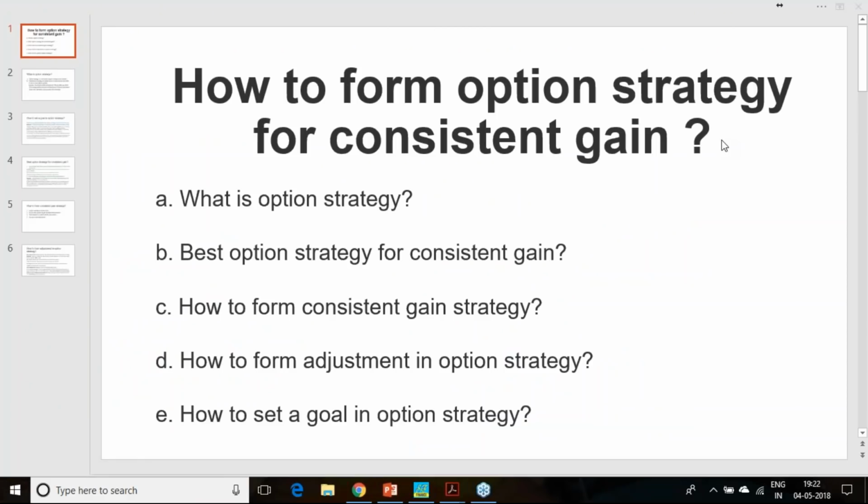The live session is getting transmitted from Chennai, from my office, and this is Ranjan. And today's session's objective is to learn a specific option strategy for consistent gain.